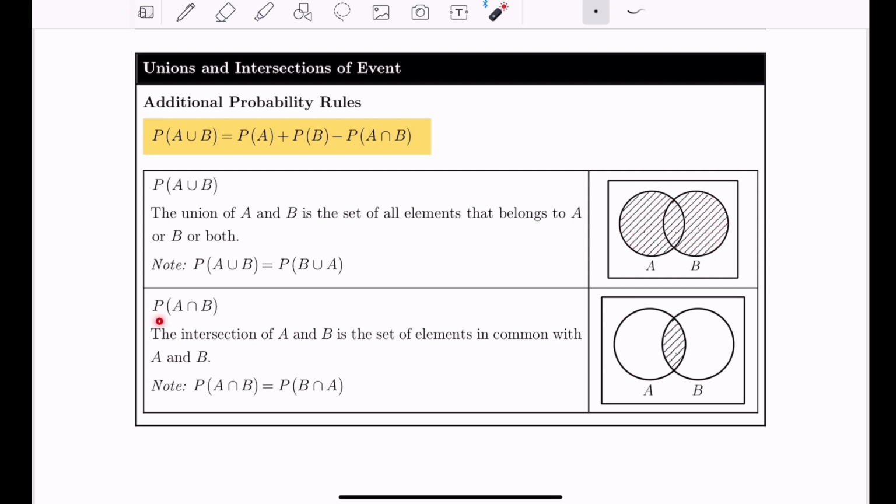Next, we're going to have a look at P of A intersect B. What is it? It is the intersection of A and B, the elements in common with A and B. Please take note that P of A intersect B is also equal to the probability of B intersect A. As we can see in the Venn diagram, A intersect B is just this region.